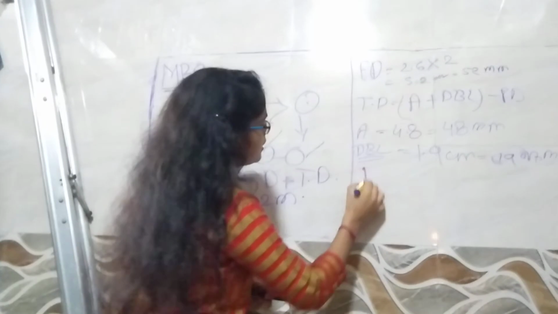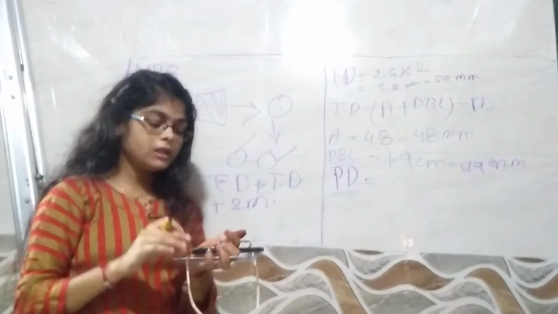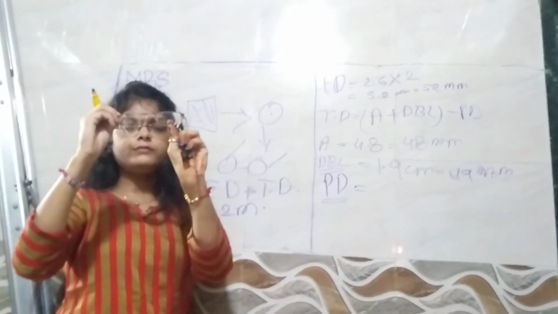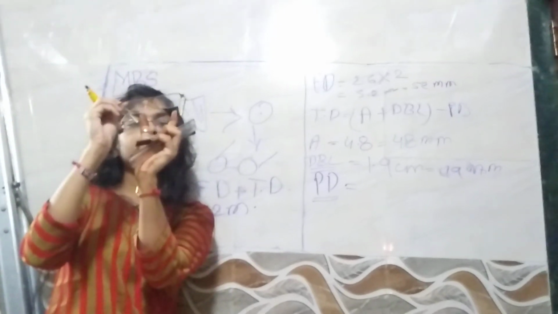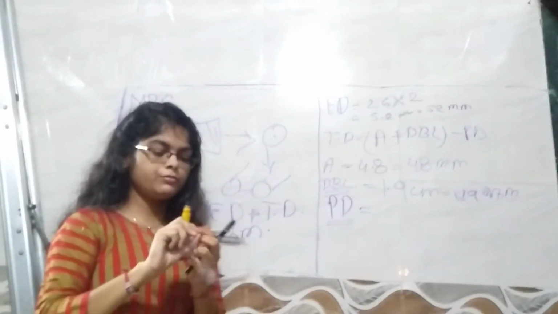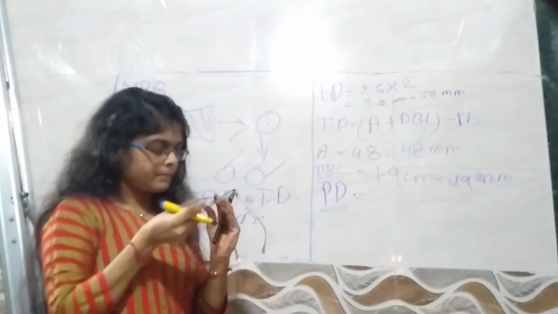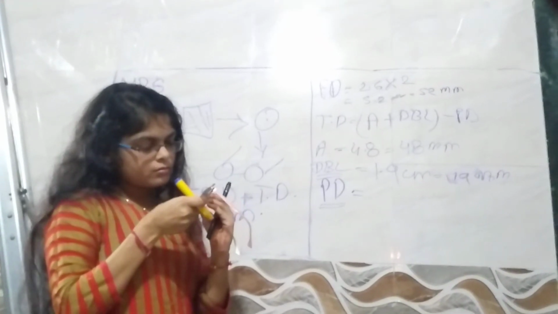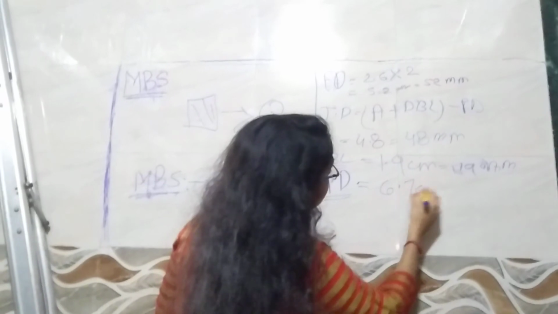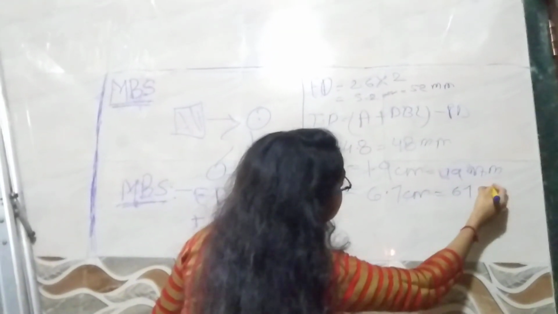And now we'll go to the PD, that is pupillary distance. PD is nothing but the distance from this point of the frame to this point of the frame. So we'll measure the distance between these 2 points. So it is 6.7 centimeter, and converted into millimeter, it will be 67 millimeter.